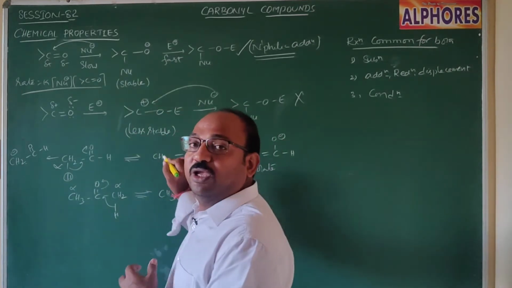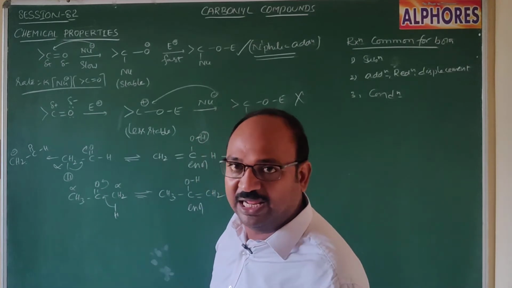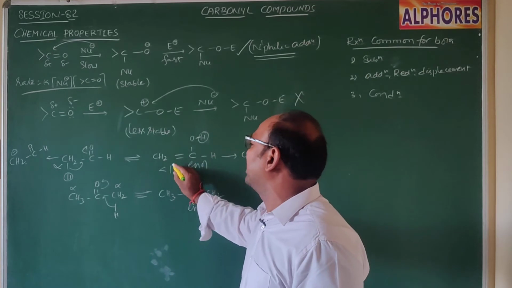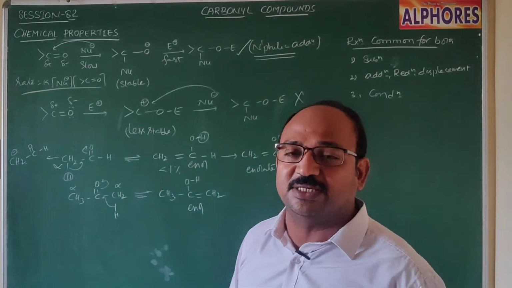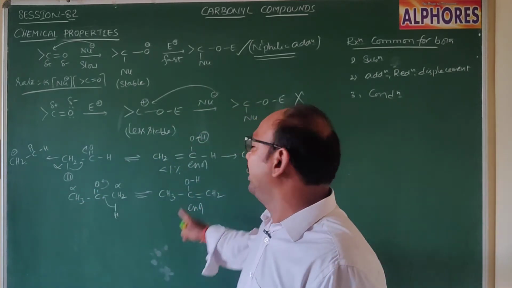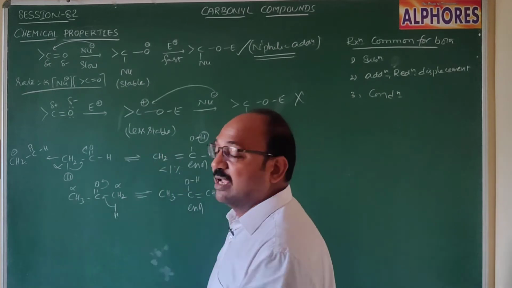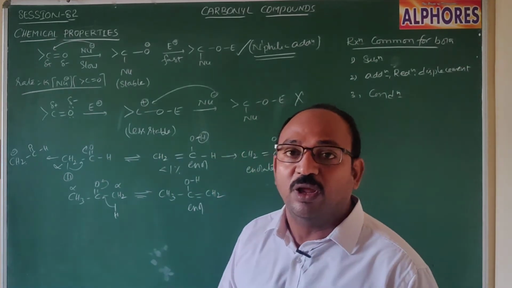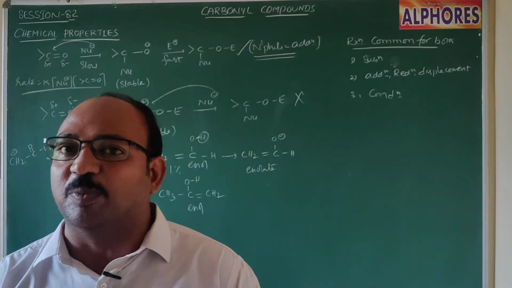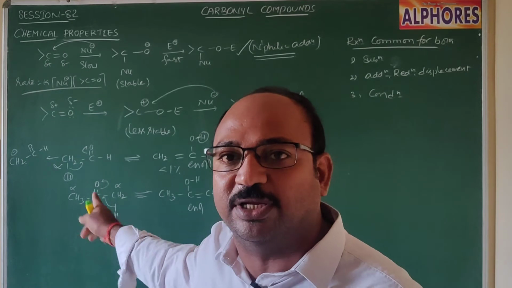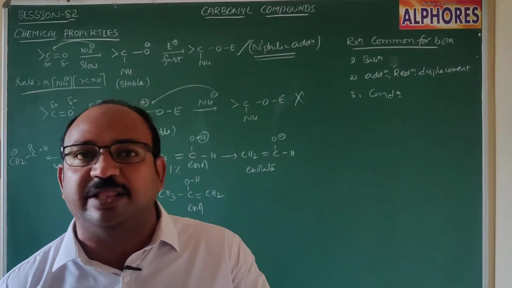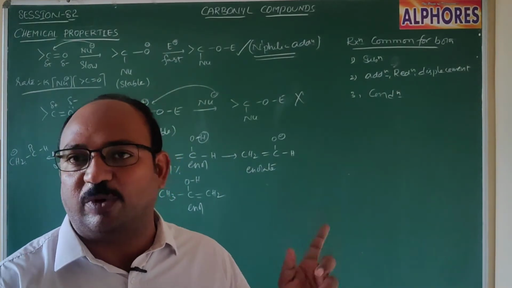So even though the enol form is less than the keto form, with less than 1% existing as enol and 99% as keto form, the enolate ion is more stable than the carbanion. So carbonyl compounds also show acidic properties, because of the alpha hydrogens. If there is no alpha hydrogen, then obviously there are no acidic properties for carbonyl compounds.